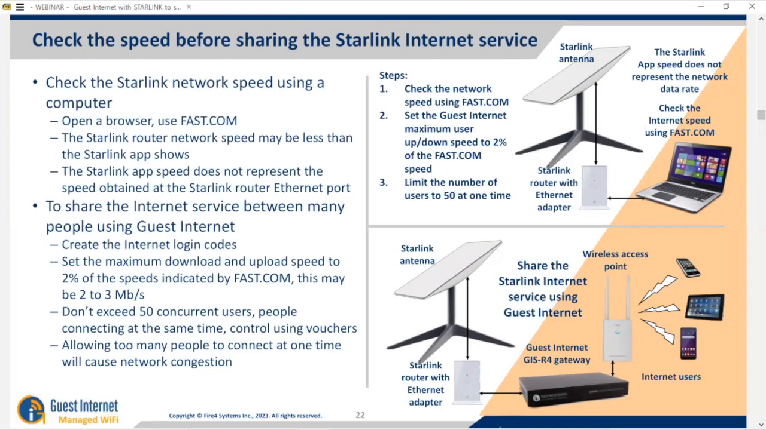The next diagram shows the guest internet GISR4 gateway connected with a wireless access point, and then mobile devices can connect to the wireless access point to get internet access. We suggest that the maximum speed per user is set maybe around 2% of the measured speed, which might be 2 to 3 megabits per second. That would ensure that 50 concurrent users would not cause congestion over the satellite antenna link. We want to avoid any type of congestion.